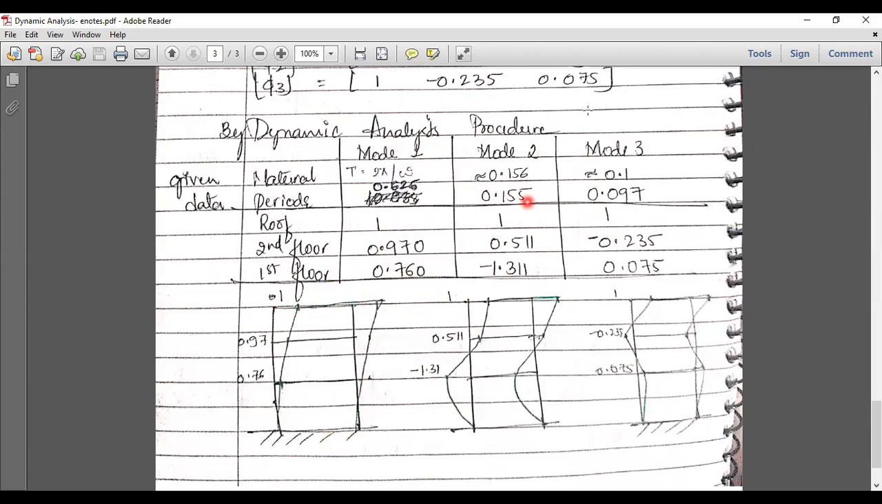So initially the structure is like this, but under the influence of the earthquake, the response would be like this in mode 1. In the second mode, again the value is 1. Next, at the second floor it is 0.5, so a little inside. And in the third mode, at the first floor it is minus 1.3, so it goes towards the left side. So this distance is minus 1.3. Then I join these dots and I get the mode shape, and this is the third mode shape.